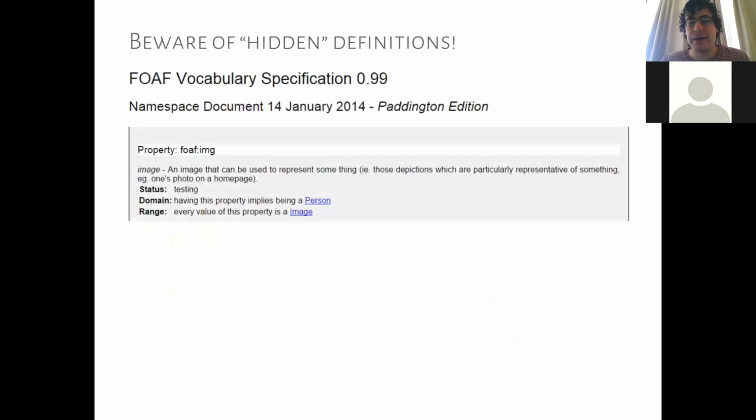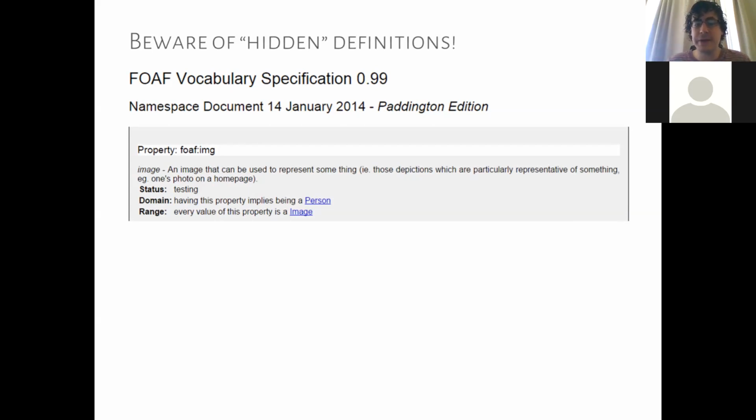Also, another lesson that we've learned from the first years of the semantic web is to be aware of hidden definitions. So for example, the FOAF vocabulary that I mentioned earlier is a very popular vocabulary. What's a vocabulary? It's a set of terms, a set of classes and properties, and maybe even instances used to describe a domain. And often the goal of a vocabulary is to get as many people to use it as possible, so that the data that use the same vocabularies become easier to integrate.